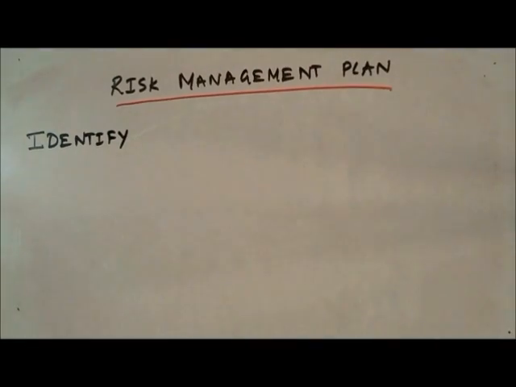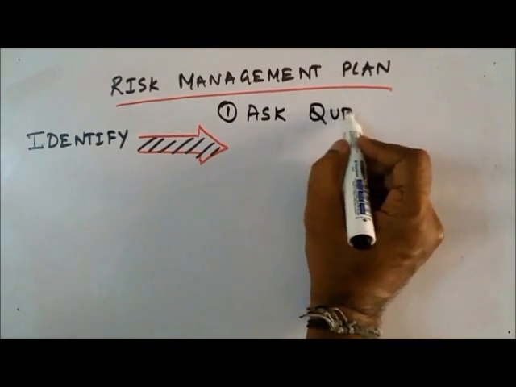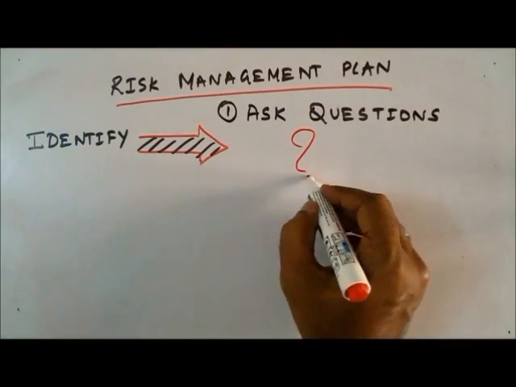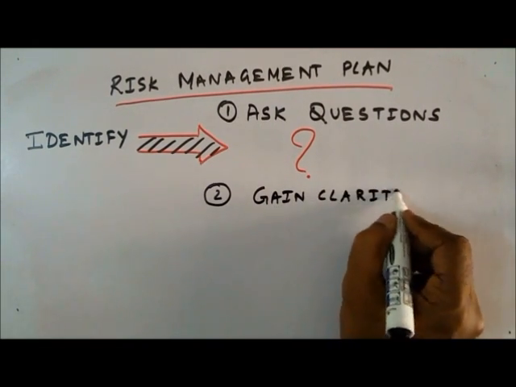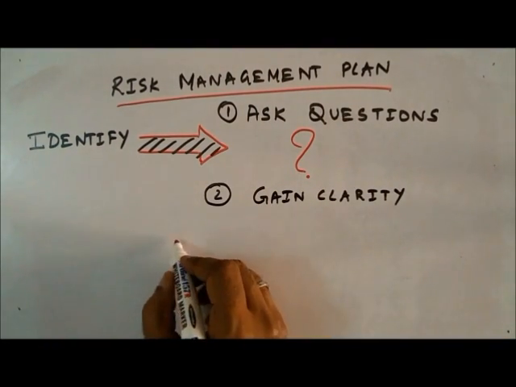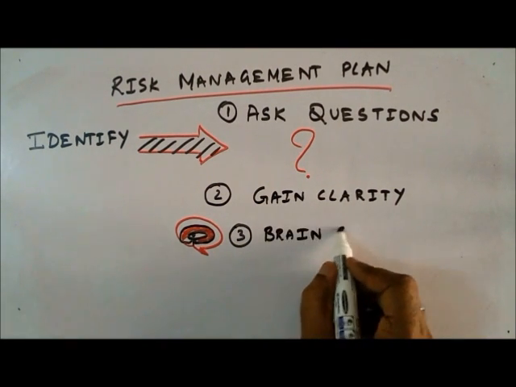Identify. The first step is to identify the potential risks within your organization. Begin by gaining clarity and understanding well the business plan or the initiative. Ask as many questions as possible about who, when, and what type of negative events or circumstances are likely to happen. How does this affect the business and who all might be involved? Is this risk internal or external?